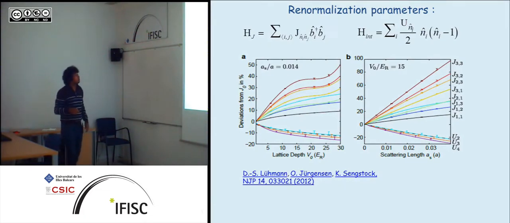Some people can do the calculation, and if you plot, you will see that here is the interaction strength, the scattering length, and here are the different tunneling parameters. Like 1 particle to 2 particle, or 3, 1, and all those things. You can see that we plotted it as a percentage of the ratio, where if you don't take this into account, you will see that all of them change. Some of them change a lot.